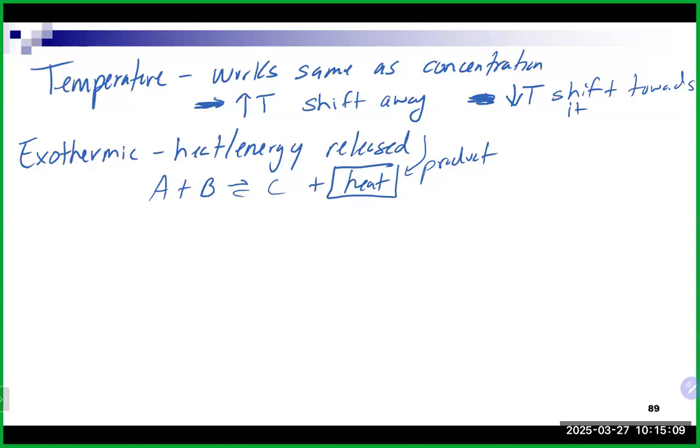So in an exothermic reaction, if we increase the temperature, it would shift to the left away from it. And if we threw everybody on some ice there, it would come towards it because that would be like removing heat and energy, and it would come towards the product side.